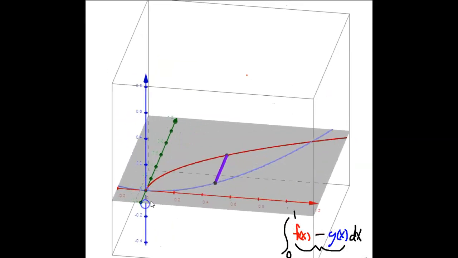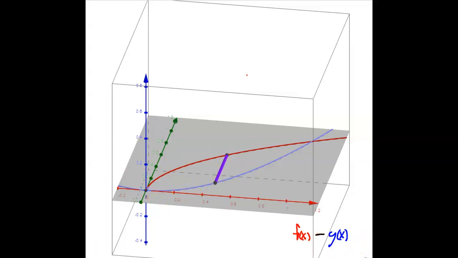So now this little distance right here, this purple line, that's still f of x minus g of x. That's still that distance. So right now, though, I don't want to think of that as an integral. We'll come back to that in a second. For now, let's just remember that that purple line is the distance between those two functions, which is still f of x minus g of x, even though I'm looking at this now as a three-dimensional picture.